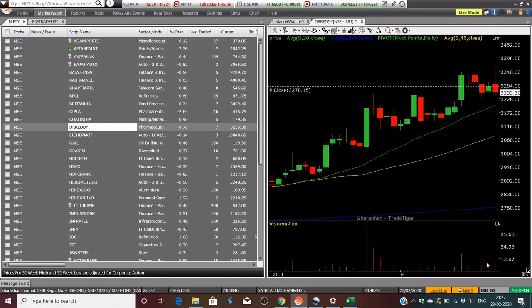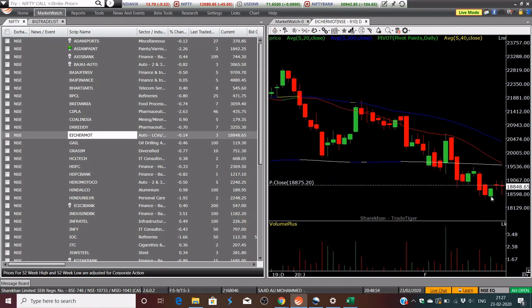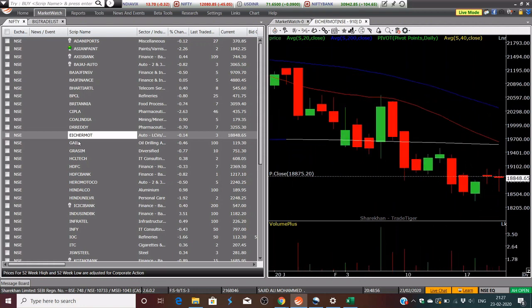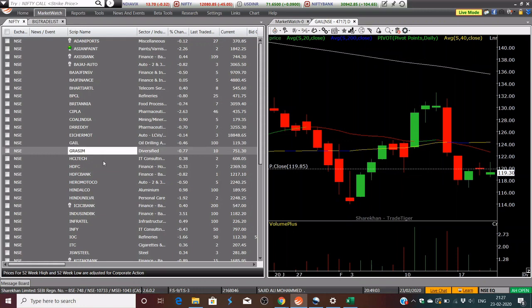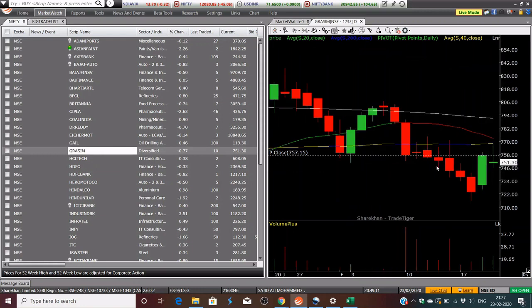Dr. Reddy's can give you a short entry, but the volume is low here if this is not a reversal candle, so please be careful. Eicher Motors, doji candles, no trade. Gail, no trade. This is a big zone. Grasim, again no trade.